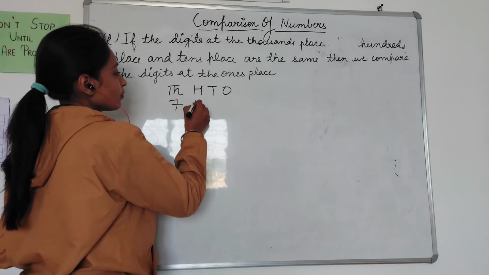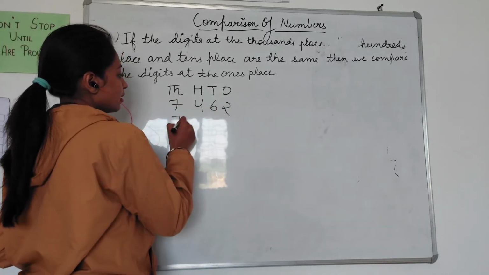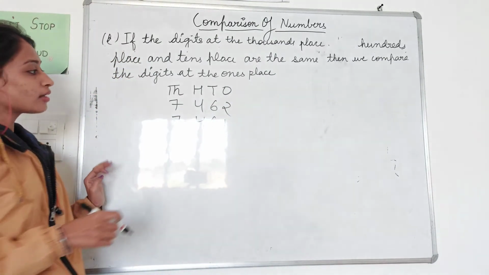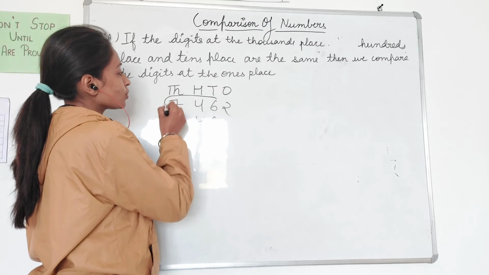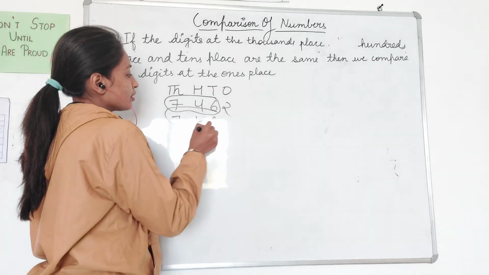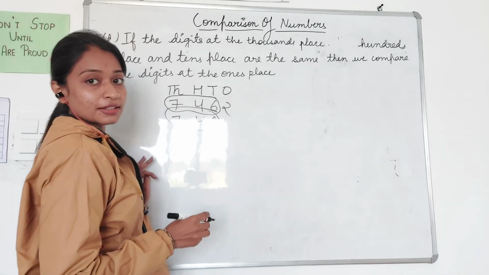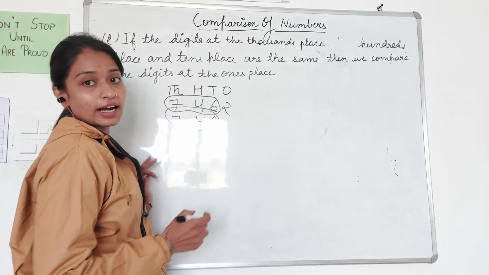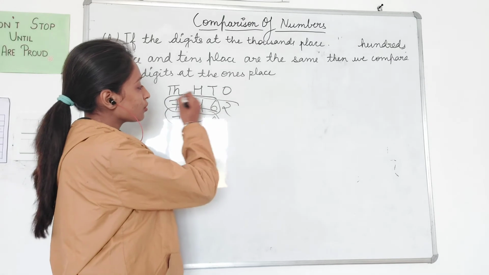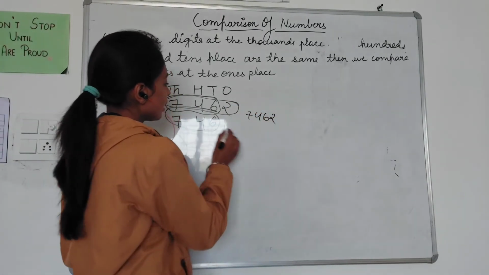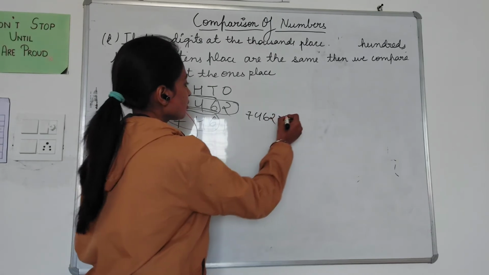Here we have 7, 4, 6, 2 and 7, 4, 6, 1. Okay, so here the numbers at thousand, hundreds and tens place are the same. Now we will check the number at ones place. So you can see that 2 is greater than 1. So this number is greater than this.